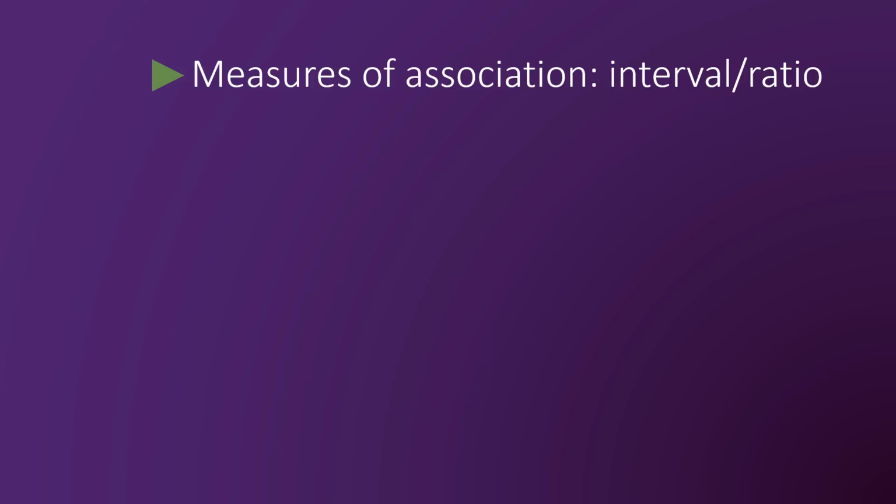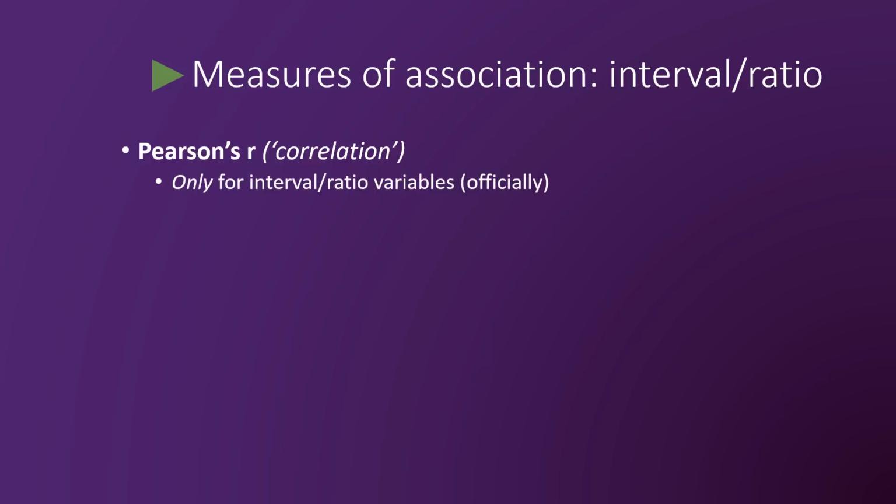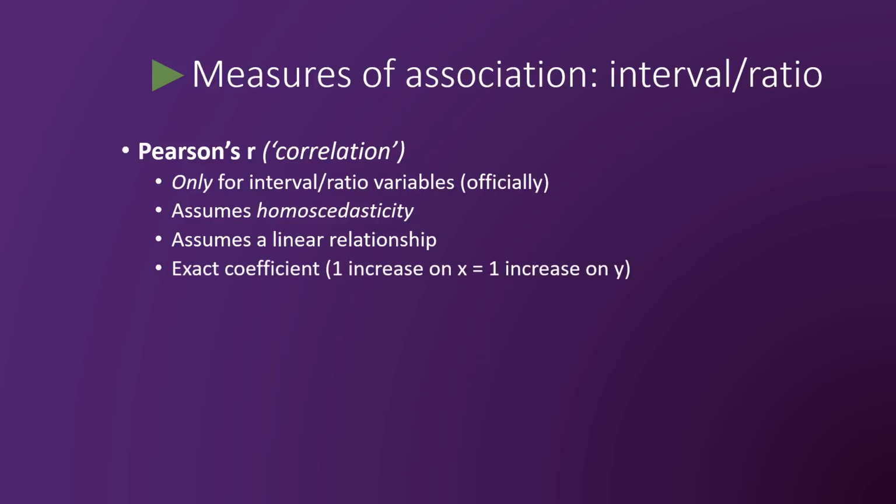Finally, we're coming back to the interval ratio measures of association. So as you know, we've already established Pearson's R, which is perfectly fine to use. But like I said, it assumes a linear relationship between 2 variables. I'll get back to linear and other requirements that we might have in the next slides. So only for interval ratio variables. It assumes homoscedasticity, another thing that I'll show you in the next slides. And like I said, it assumes a linear relationship. The advantage of Pearson's R is that it gives you an exact coefficient.